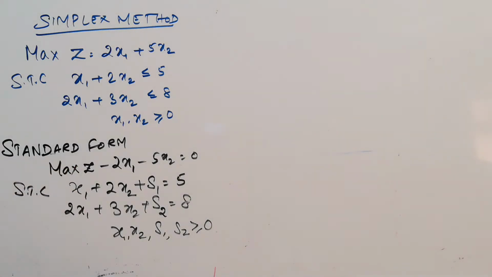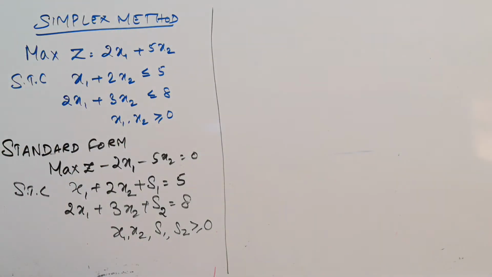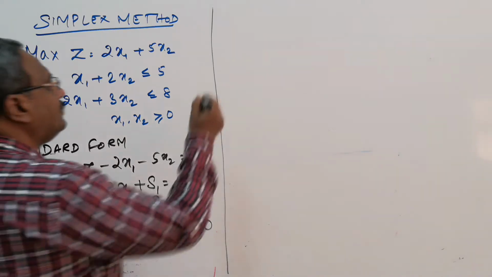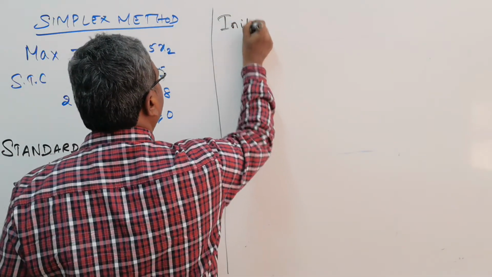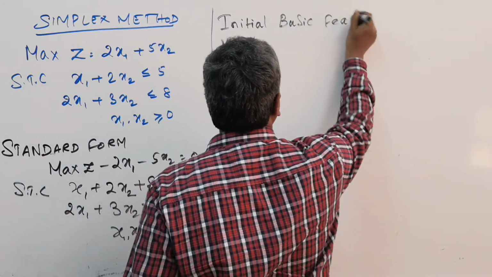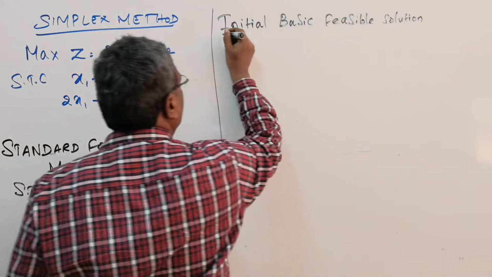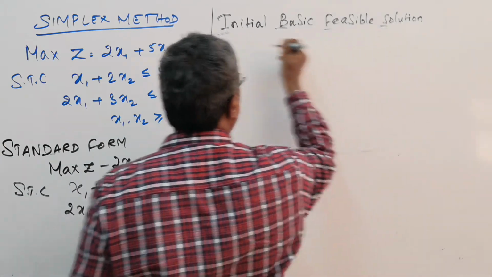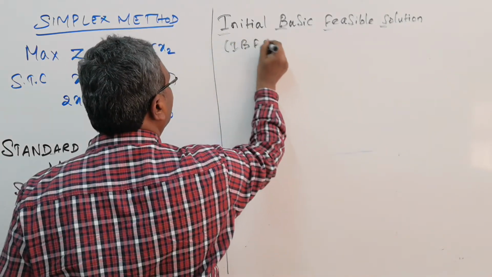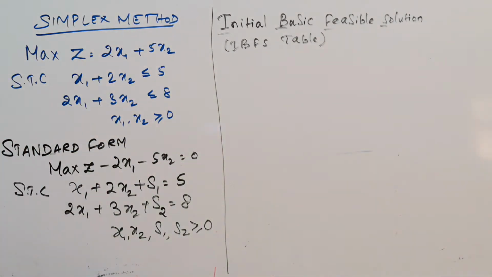Now, using the standard form, we are going to draw an initial basic feasible solution table, the IBFS table. This is what we discussed in the simplex algorithm, how to do this in the simplex algorithm.